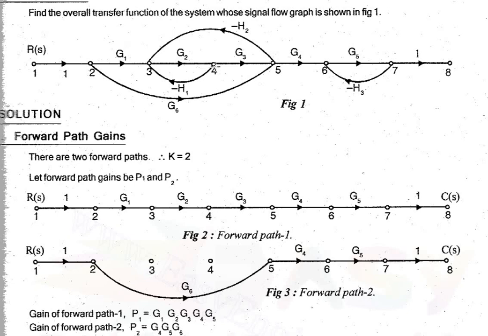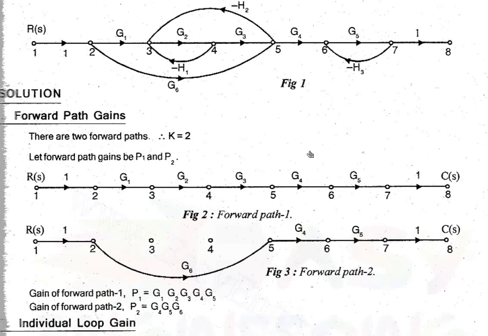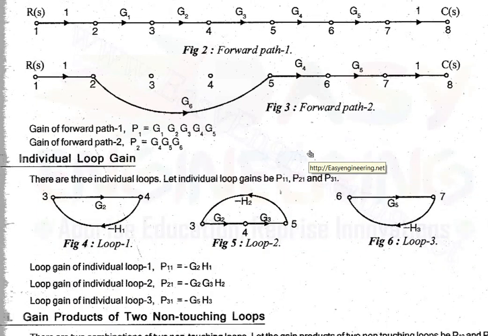The first loop has nodes 3 to 4, and again from 4 to 3 we have a feedback. The second individual loop has nodes 3 to 4, 4 to 5, and from 5 to 3 one more feedback. And 6 to 7, 7 to 6 we have one more individual loop. So totally we have 3 individual loops.